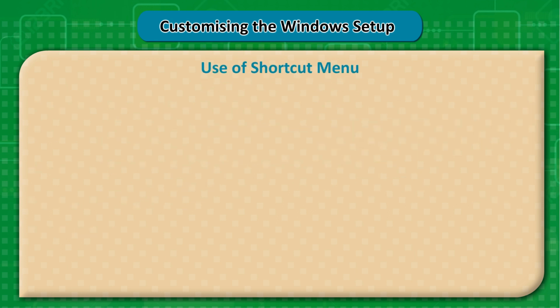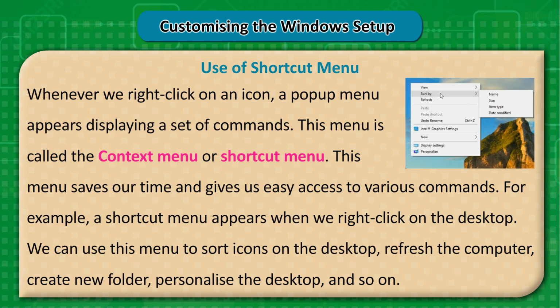Use of shortcut menu. Whenever we right-click on an icon, a pop-up menu appears displaying a set of commands. This menu is called the context menu or shortcut menu. This menu saves our time and gives us easy access to various commands. For example, a shortcut menu appears when we right-click on the desktop. We can use this menu to sort icons on the desktop, refresh the computer, create a new folder, personalize the desktop, and so on.